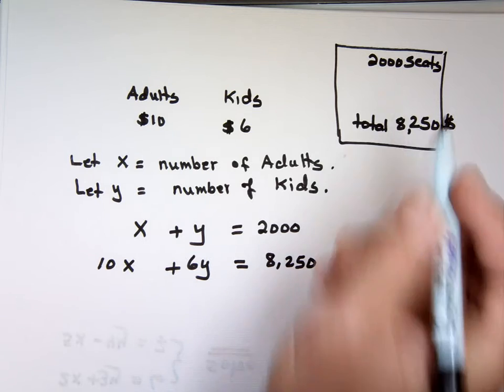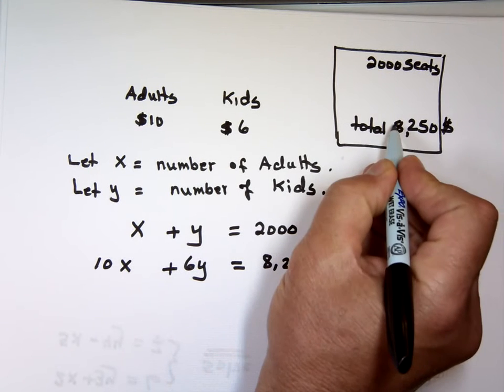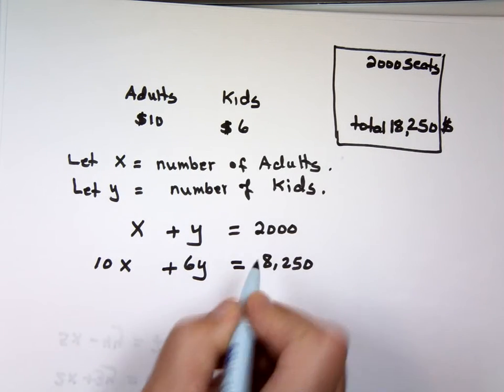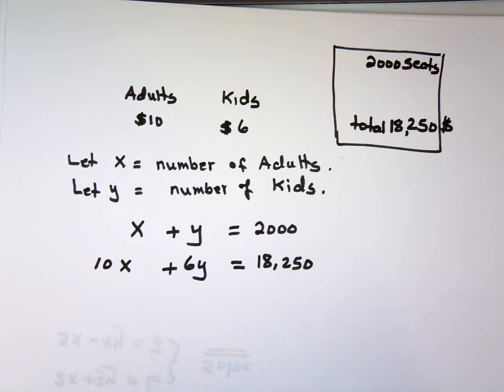How about 18,000? It's somewhere between 12 and 20,000. Yep.